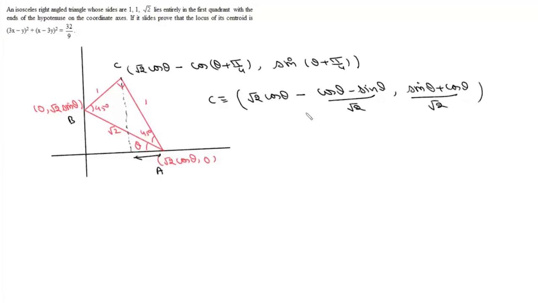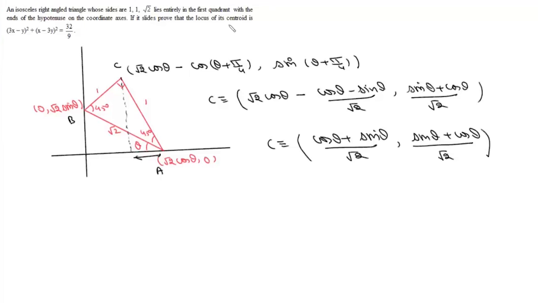The C will be root 2 cos theta minus, now this is (cos theta minus sin theta) by root 2, and here it will be (sin theta plus cos theta) by root 2. Now this is 2 cos theta. So coordinate of this point C will be (cos theta plus sin theta) by root 2 and (sin theta plus cos theta) by root 2. Now we have to find locus of its centroid.